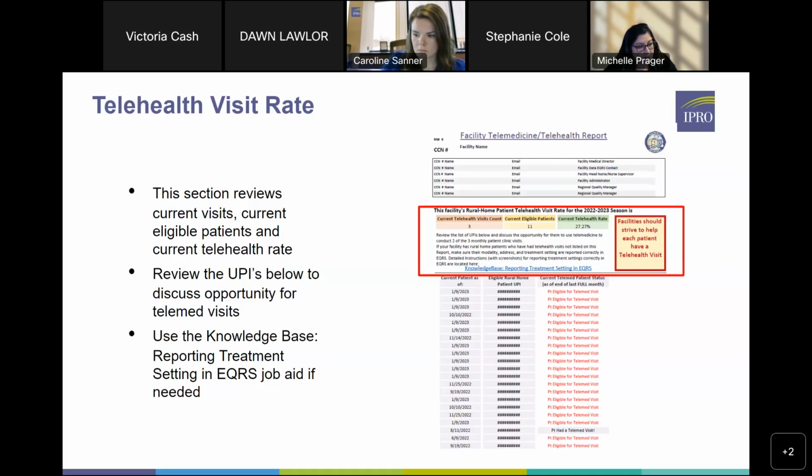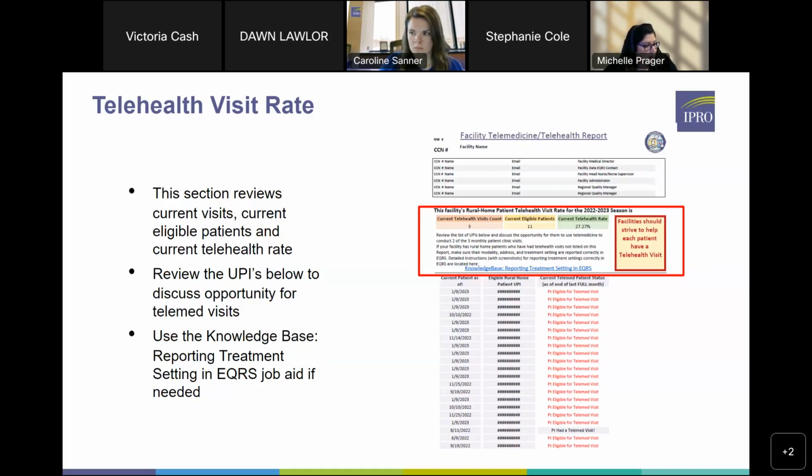And we get this data based on claims data. So that is where it is coming from. And then if you look at the bottom, it'll tell you current patient as of and with the date, the patient's UPI number, and then if they're eligible for a telehealth visit or if they had a telehealth visit. And then you can review this list to see who is eligible.